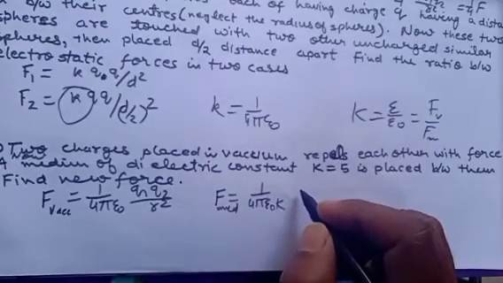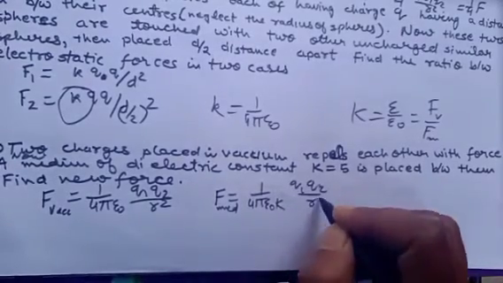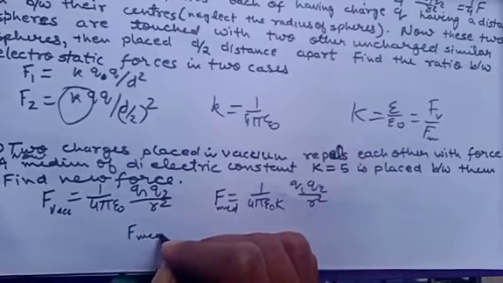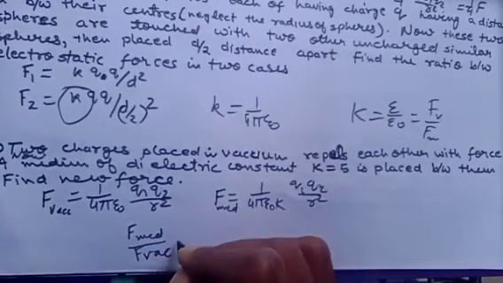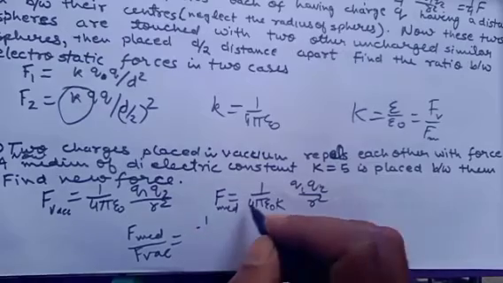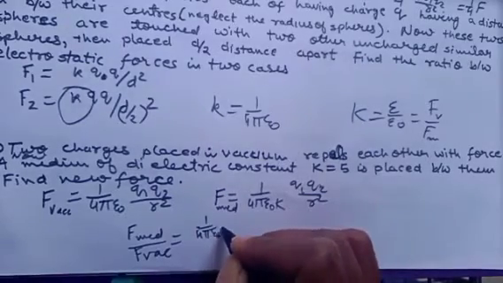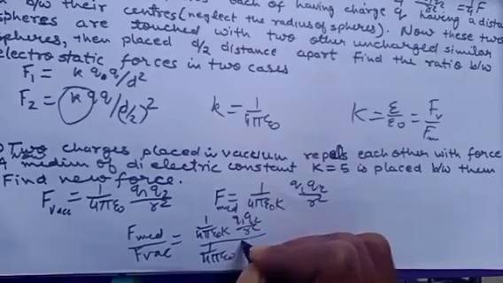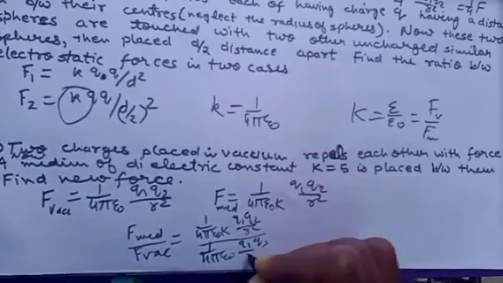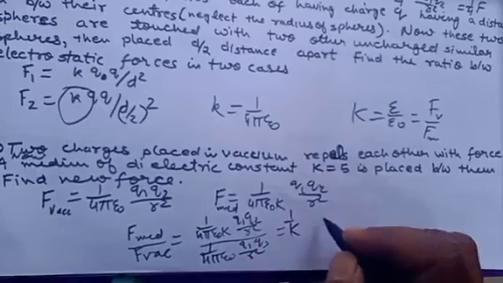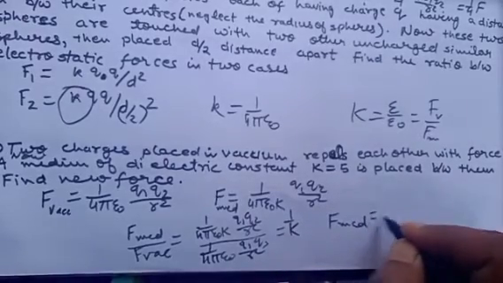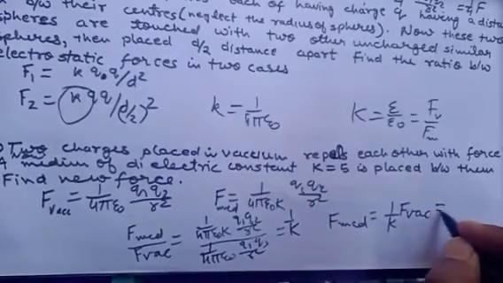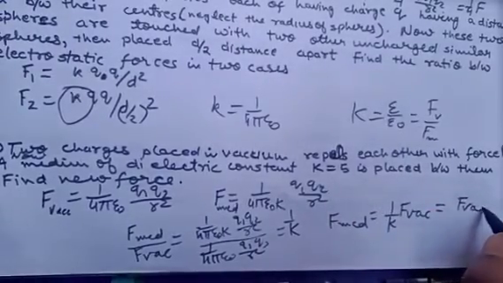Well, this is Q1 Q2 upon R square. Divide both of them. Now what will happen? F medium upon F vacuum is equal to 1 upon 4 pi epsilon naught K Q1 Q2 upon R square, upon 1 upon 4 pi epsilon naught Q1 Q2 upon R square. That is why it will become 1 upon K. So F in medium will become 1 by K into F in vacuum. At this time K is 5, so F in vacuum upon 5.